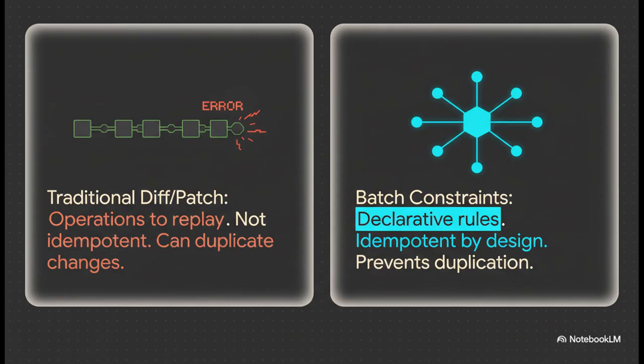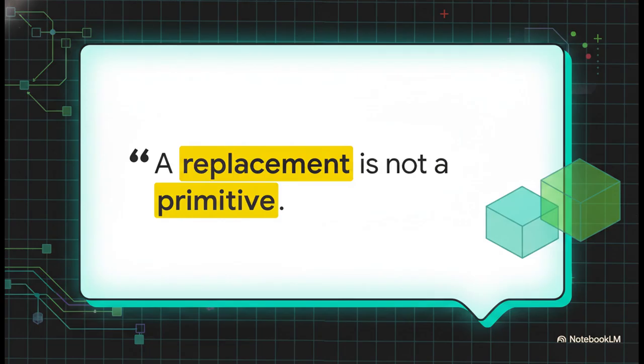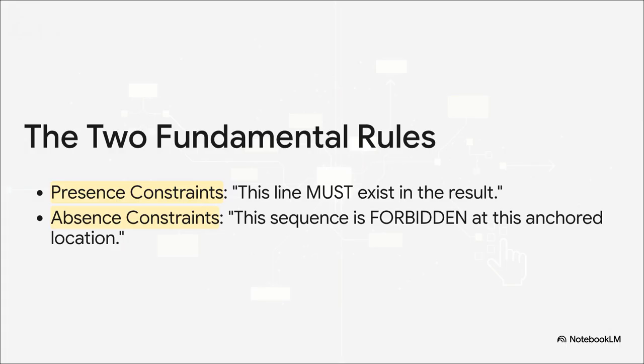That's the game changer. And this whole philosophy is just perfectly captured in this quote from the architecture docs. In this system, there's no such thing as a replace operation. What looks like a simple replacement is actually built from 2 even simpler, more fundamental ideas. And what are those ideas? Well, every single change, no matter how complicated, boils down to just 2 types of rules. First, a presence constraint, which just says, this line has to be in the final version. And second, an absence constraint, which says, this specific chunk of code is not allowed right here. That's it. Everything is built from those 2 simple primitives.